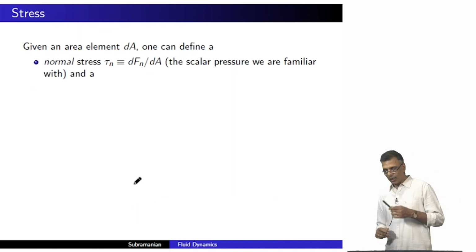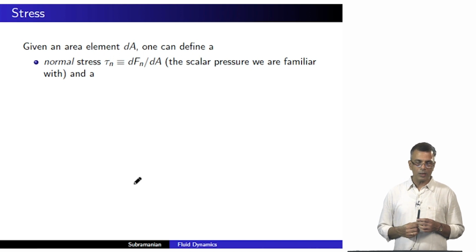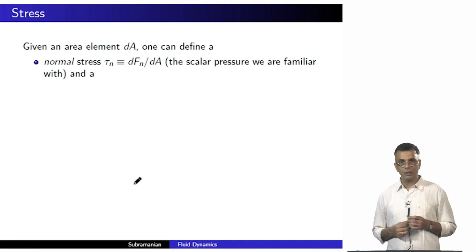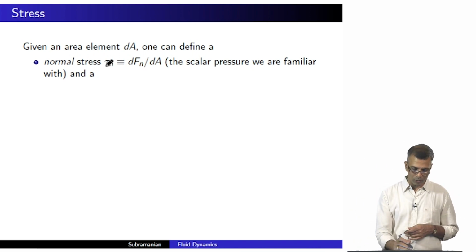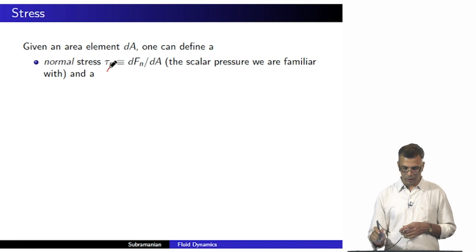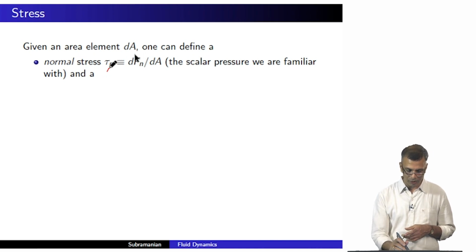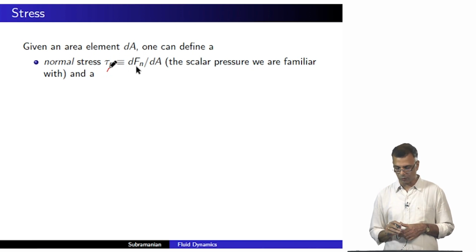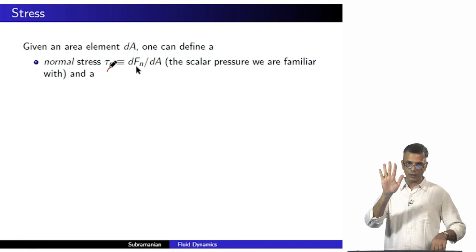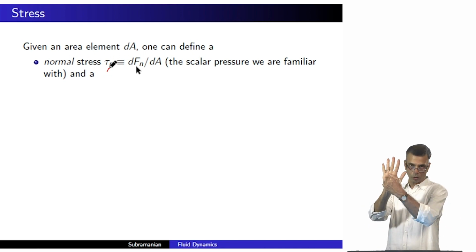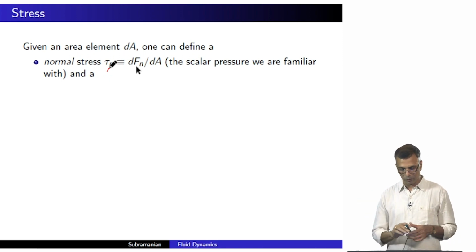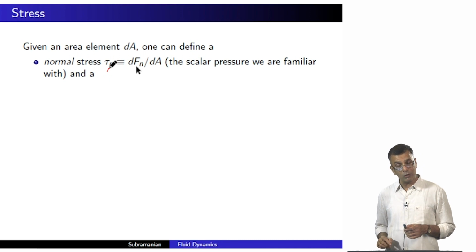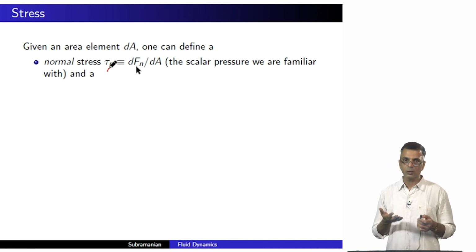So the next concept I would like to talk about is something called stress. The kind of stress that we're most familiar with is just pressure, and that would be what's called a normal stress. A normal stress would be basically a normal force per unit area, dFn/dA, where Fn is a normal force. Normal meaning here you have a surface and you have a force like this which is normal to the surface. So this is the scalar pressure that we're familiar with, and this is one kind of stress.